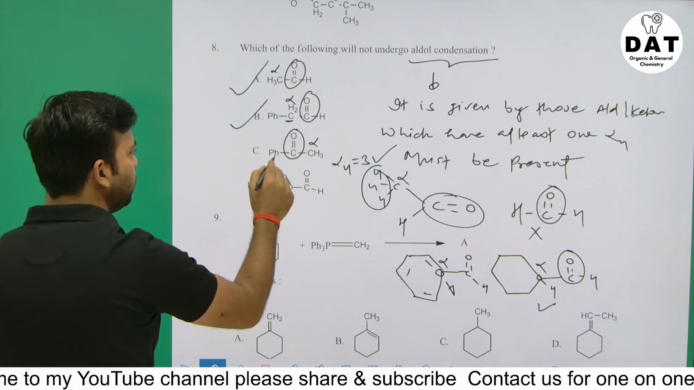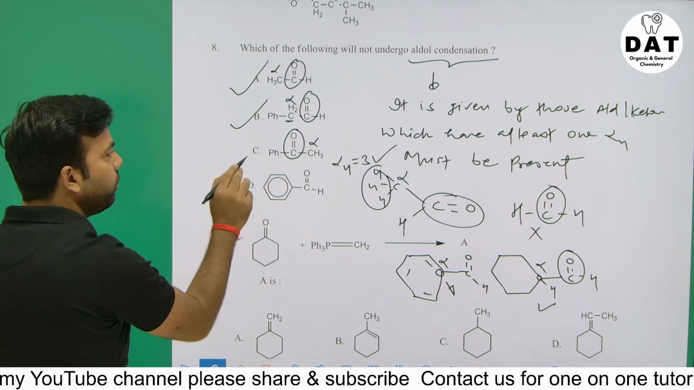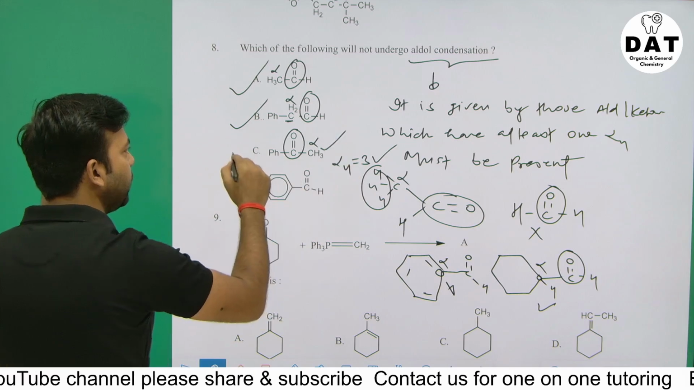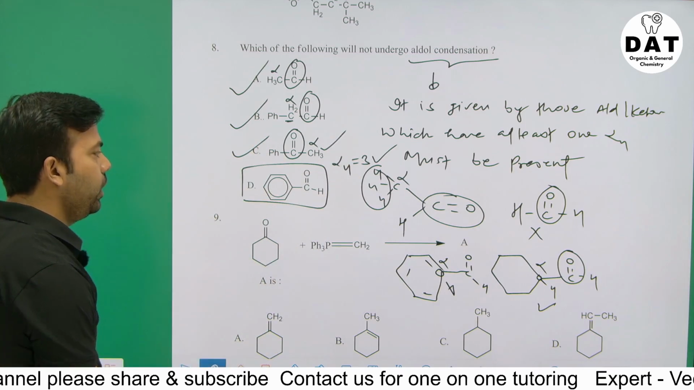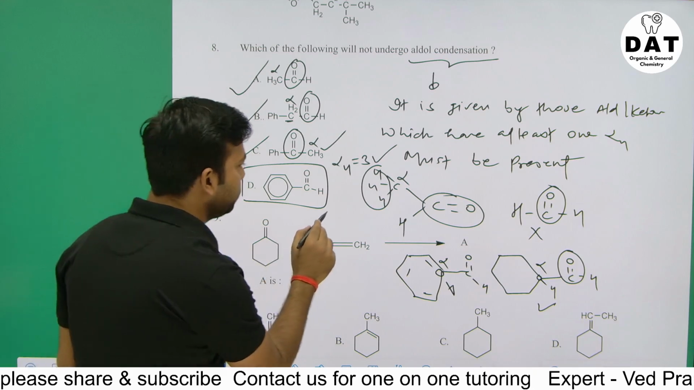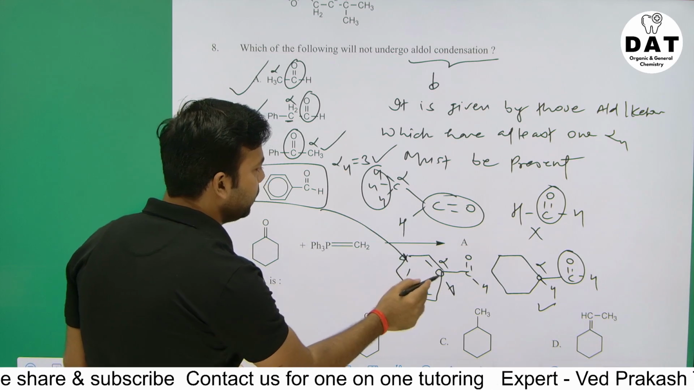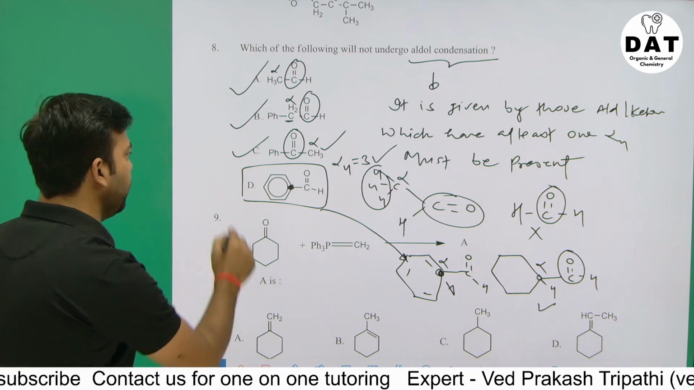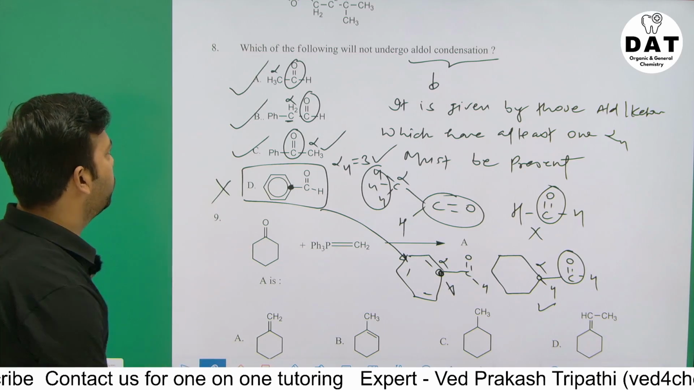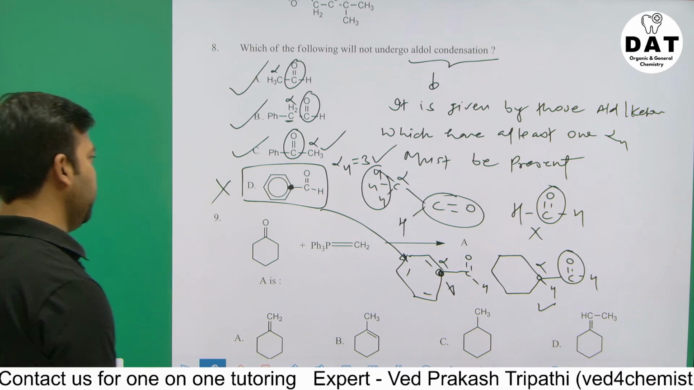This one is also a benzene ring, but this side has no alpha H while this side has alpha H, so it can give. And now this is very important, D. And D is this one. There is no alpha hydrogen at this carbon, so it cannot. Clear? So the right choice will be D.